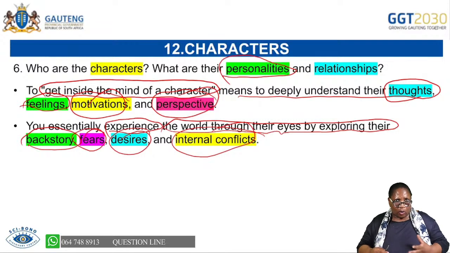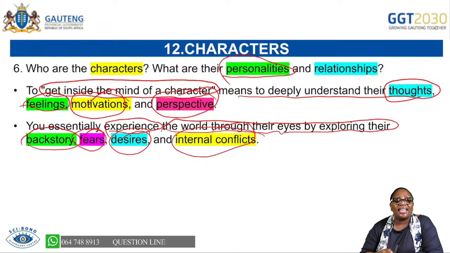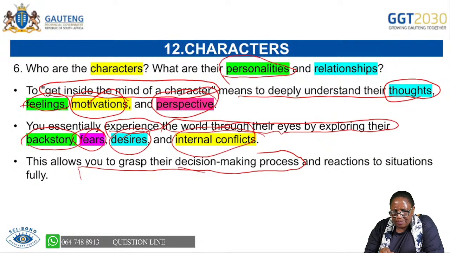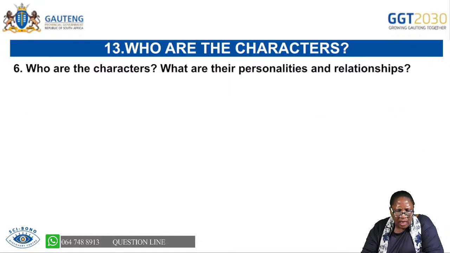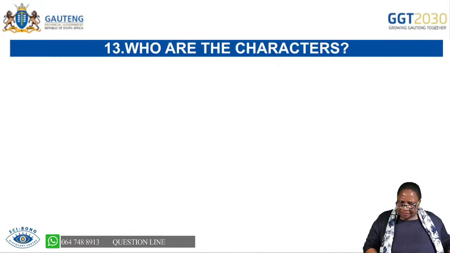You are a scientist now. You have the material in front of you. And now you have to know Tami. You are going to dissect Tami, know his thoughts, his feelings, and his backstory. What are his fears, his desires, and the internal conflicts. This will allow you to grasp the decision-making process and reactions to situations fully. This is what we do when we study literature. Okay? And who are these characters? And what are their personalities? Let's look.